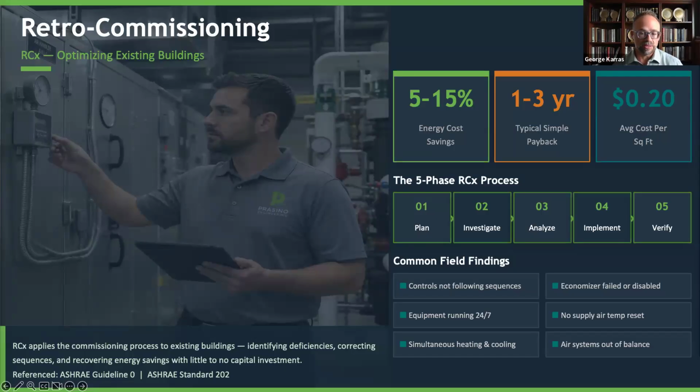And then there are also other things like no supply air reset or air systems out of balance. We wanted to give a typical cost: it's about 20 cents per square foot to do this, and your simple payback is a 1 to 3 year ROI. The other nice thing is that within the Chicagoland area, ComEd also has quite a bit of incentives to perform retro-commissioning as well, because ultimately they want to drive down their costs to their utility production plants.